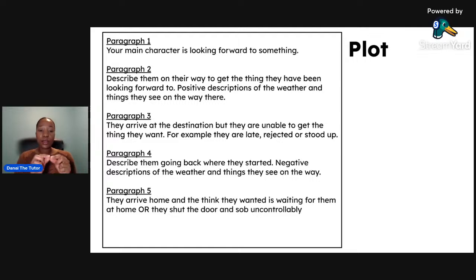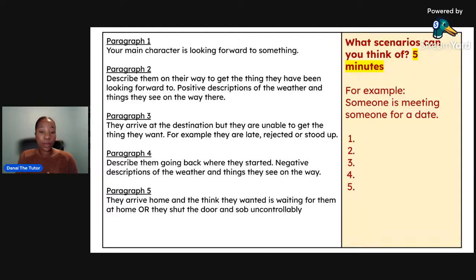Again, you can literally copy this plot and you can change it by inserting your characters and different details, which I'm actually going to ask you to do now, okay? I want you to see if you can think of scenarios, okay, that you can fit into this.